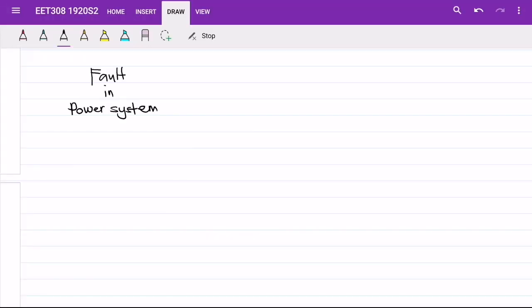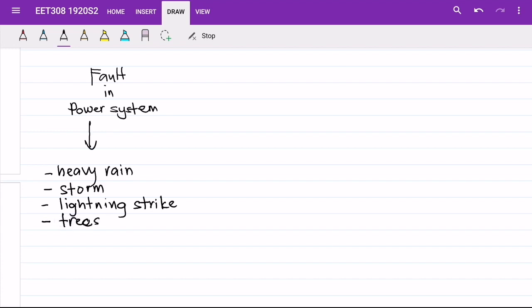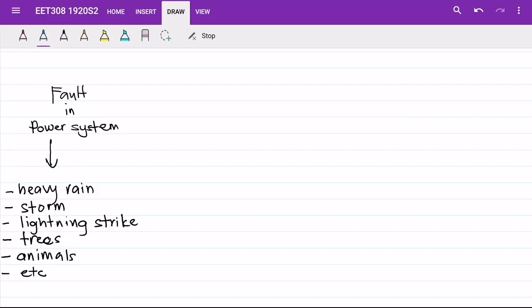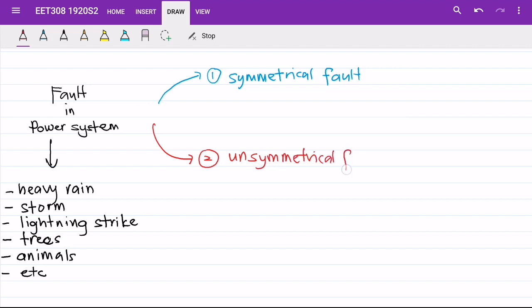Normally, fault in power systems occurs due to many factors such as heavy rain or storm. It can be lightning strike, trees, animals, and others. Fault in power system, especially in transmission line, can be divided into two types. The first one we call a symmetrical fault, and the second one we call an unsymmetrical fault.